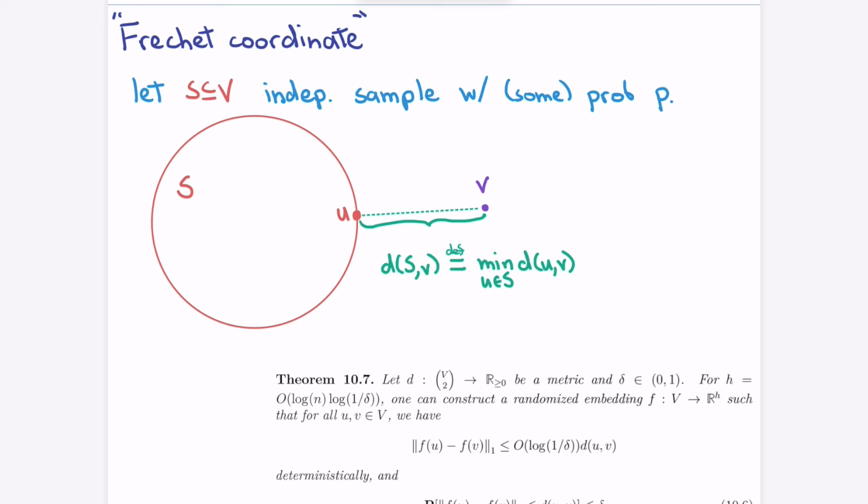When I say the distance from the set S to v, I mean the minimum over all the points u in S of the distance from u to v. And that's one way to try to generate one coordinate.